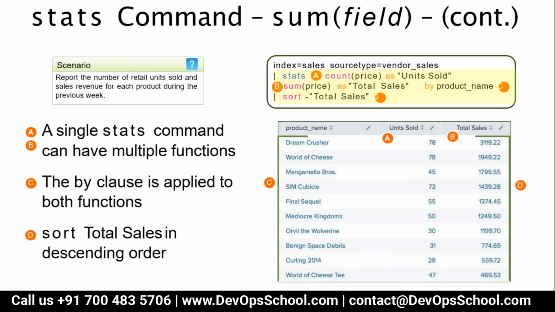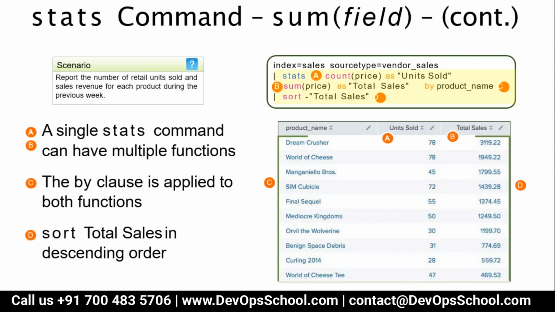So by product name, for each product you got the unit sold and at the same time the total sales. Here you use the sum, and on top you use the count. Now again there is a new command, sort by total sales. Sort means total sales in descending order, topmost it will be displayed. So you got to know Dream Crusher is one of the products which was sold 78 times, and the revenue generated on that is 7119.22.